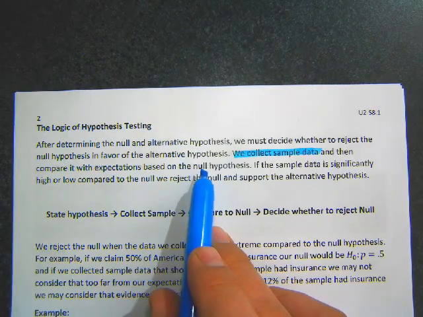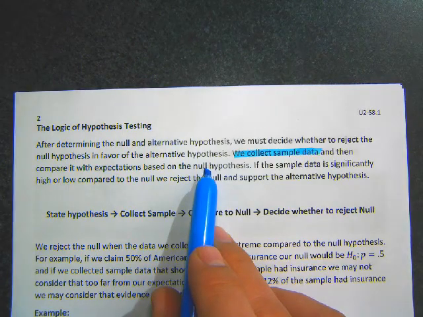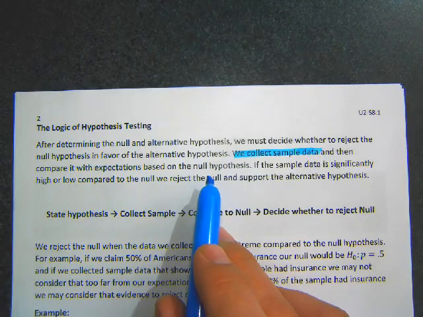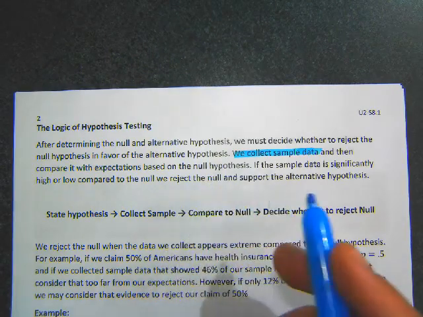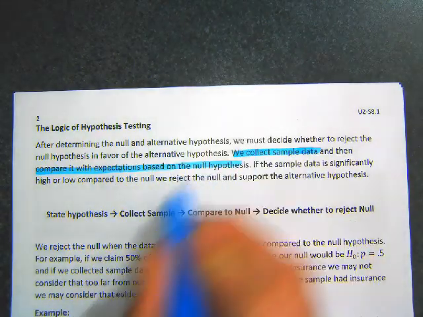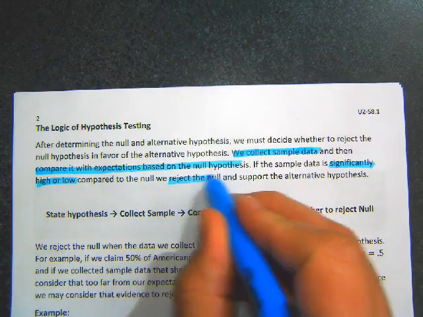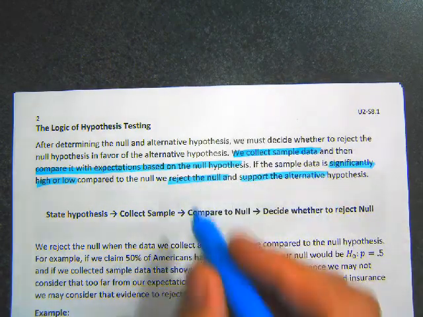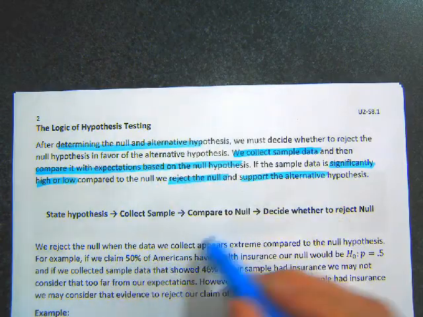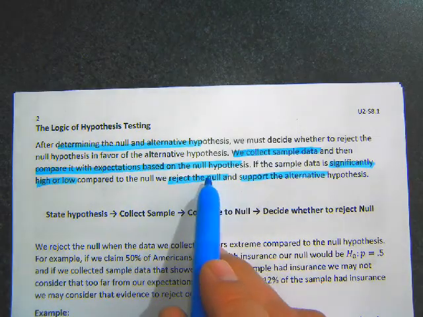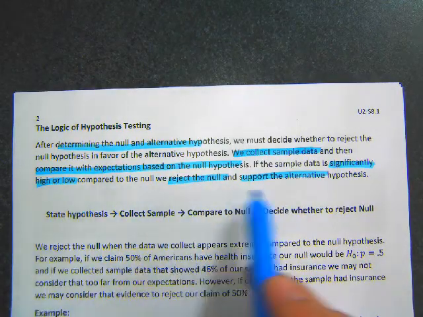So we'll take a sample, we'll collect data from the sample, and we'll compare that with the null. And we'll say, is it close to the null? If it's close to the null, then usually the null is pretty good. We'll just leave it be. If we're really far off the null, then we'll probably think about going with the alternative. So compare it with your expectations from the null, and if it's significantly high or low, we'll reject the null and support the alternative. So after we determine the null and alternative, we got to decide whether or not to reject the null in favor of the alternative. So we'll collect sample data, compare it with the null, and if it's really far different, then we'll reject the null and go with the alternative.